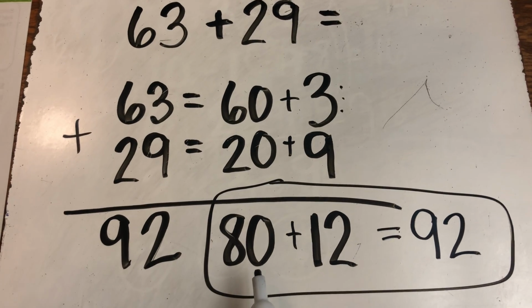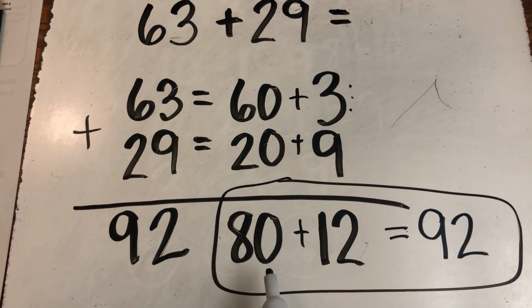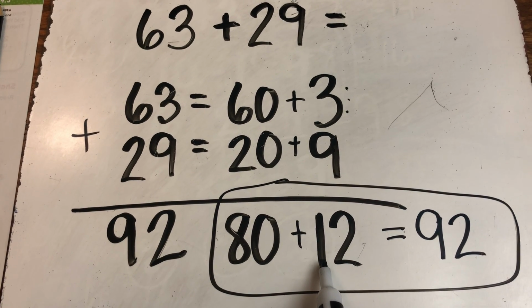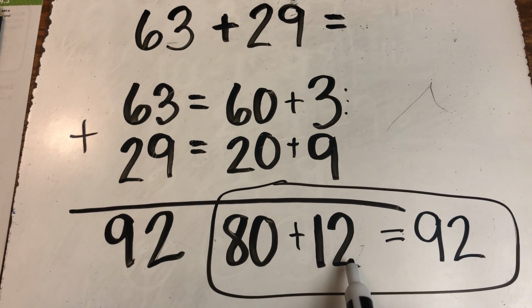Now how I would add this, I wouldn't even use my hundreds chart. I would just go like this. I would say 80 plus 10 more is 90, 91, 92.